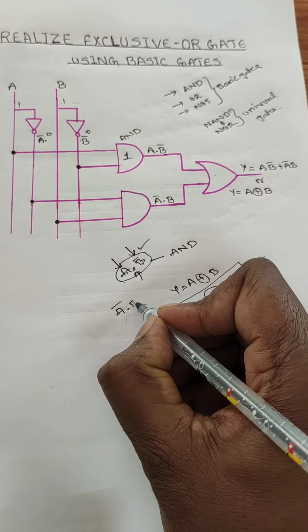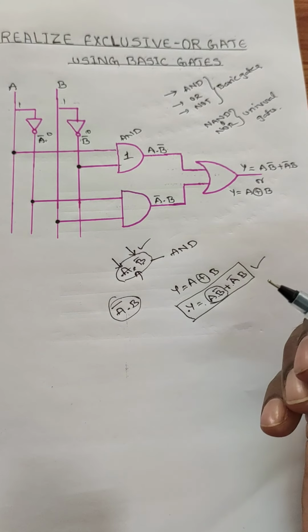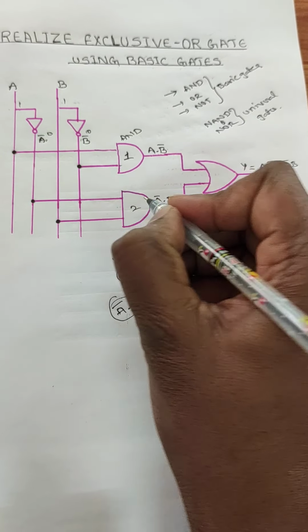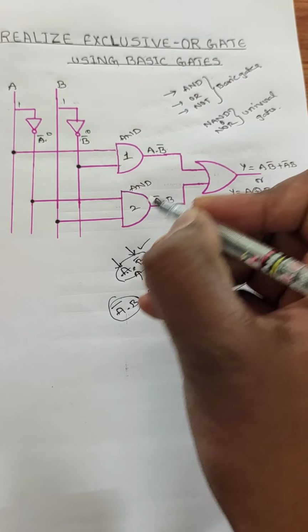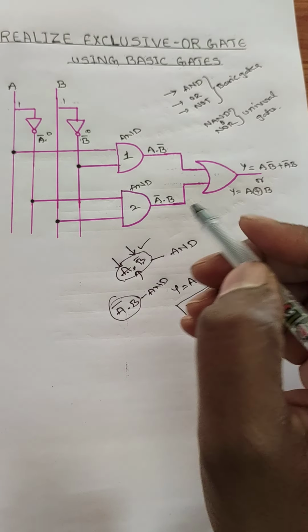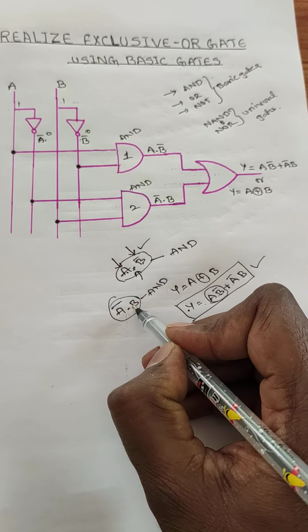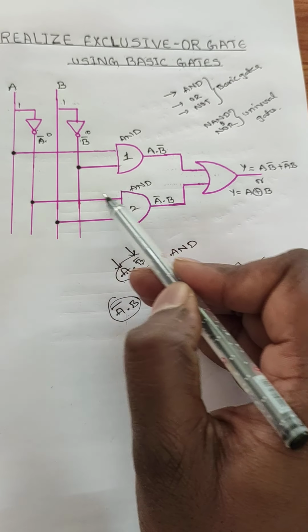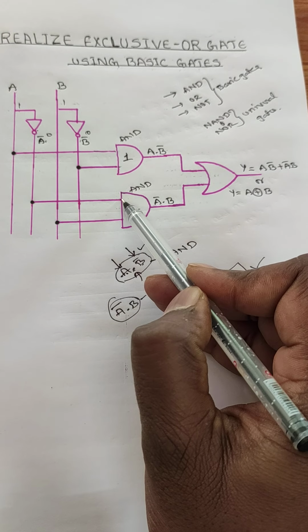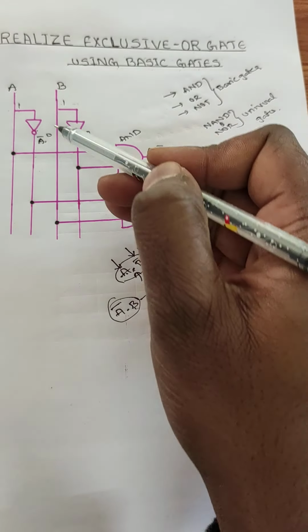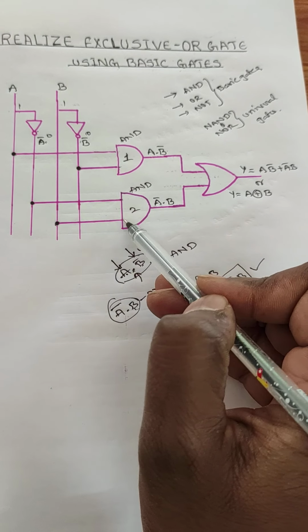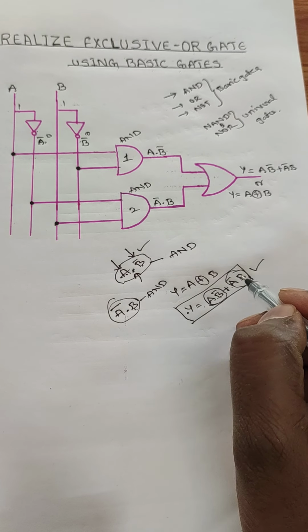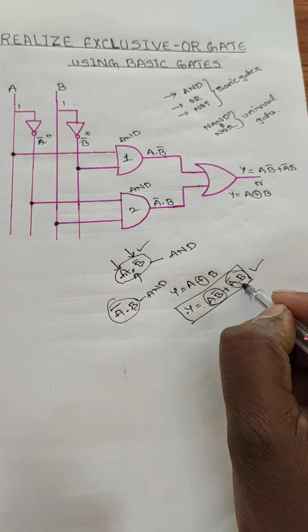One more expression is A bar dot B. This can be achieved with one more AND gate. So this is AND gate 2. We need A bar dot B. So see here, one input given is A bar, and another input of AND gate 2 is B. So the output will be A bar dot B. So finally we have constructed A B bar plus A bar B.